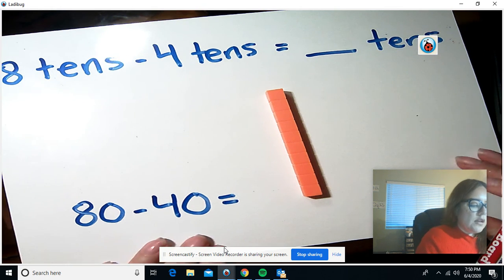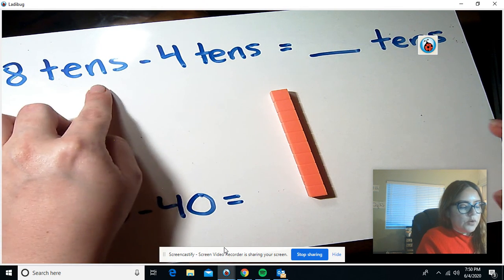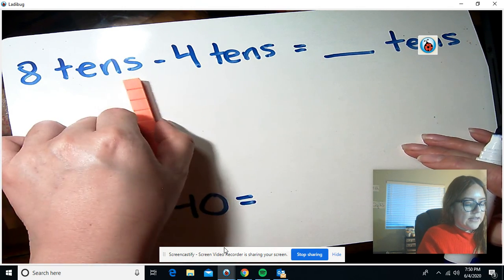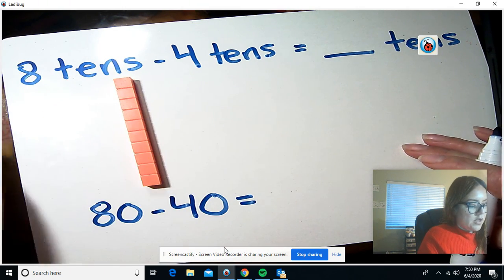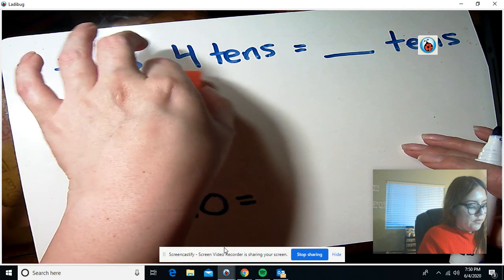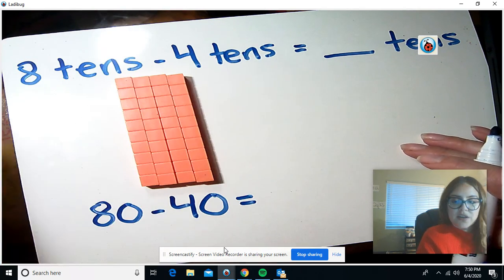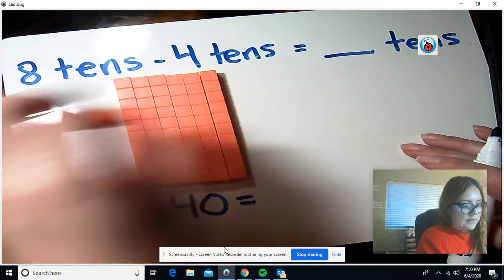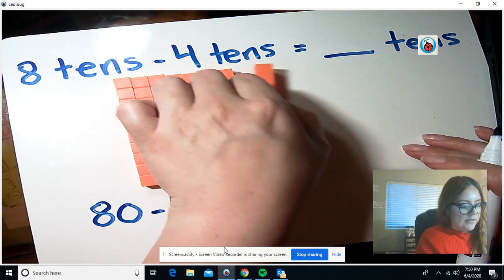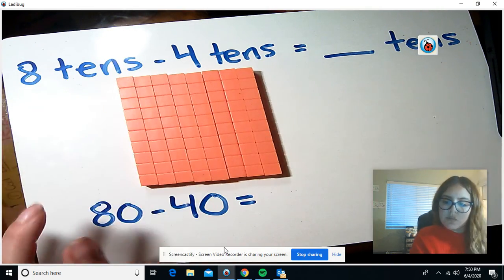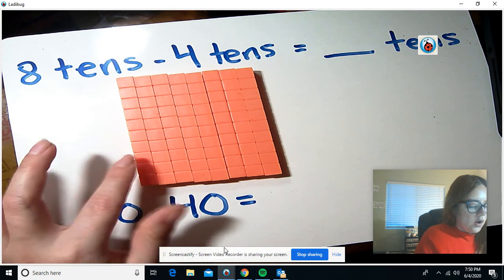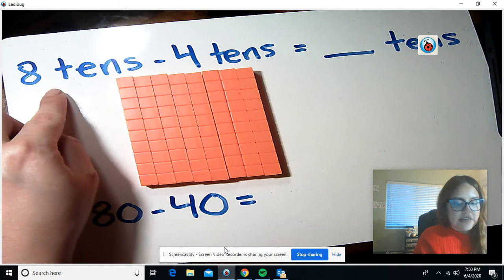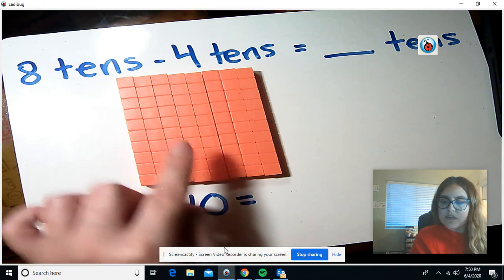Okay? So let's start. First, I'm going to start with 8 tens because that's what the problem is telling me. So if I have 8 tens, that looks like 1, 2, 3, 4, 5, 6, 7, 8. Okay, I'm just going to count them one more time to make sure that I have 8. 1, 2, 3, 4, 5, 6, 7, 8. I have 8 tens, 8 groups of 10.